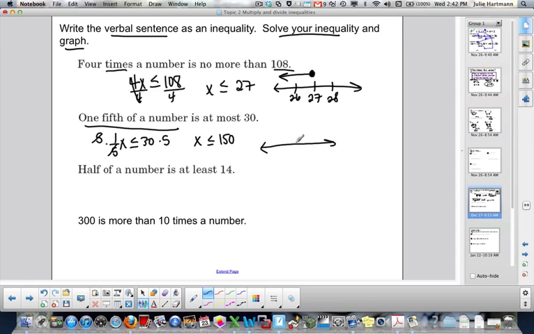When we graph that, 150, put whatever you want, just put one on either side of it. Less than or equal to is closed, and less than is to the left.